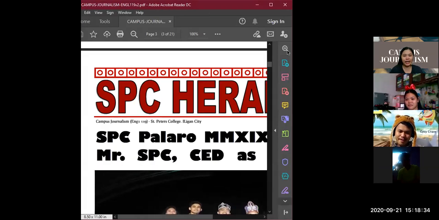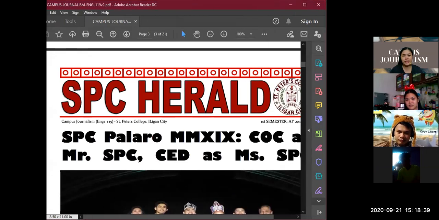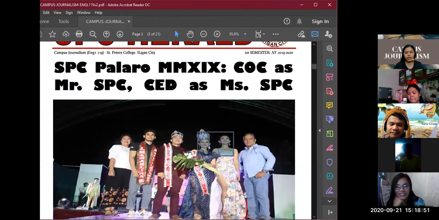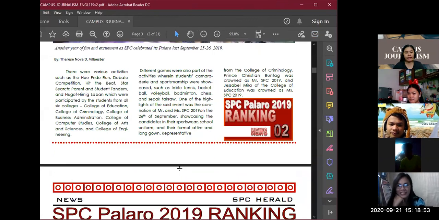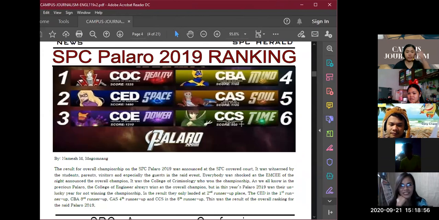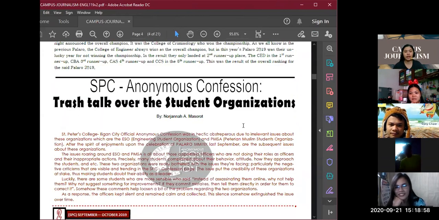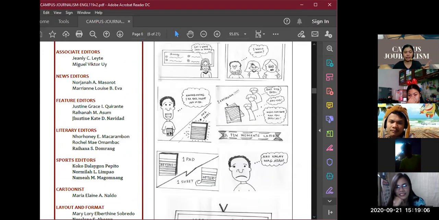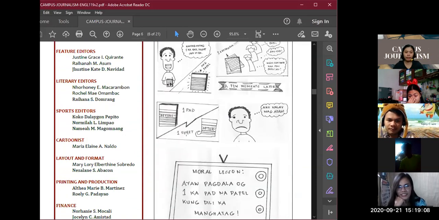okay, of our output last year. Where is that? This one. Okay, so anyway, you can see here familiar faces. This is our front page, our major news story. We also have the rankings result for Palaro. We also have trash talk from the SPC Anonymous Facebook page. This is the last page, where we have comics and so on.